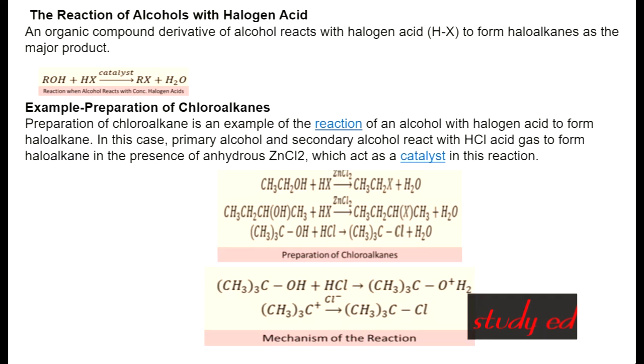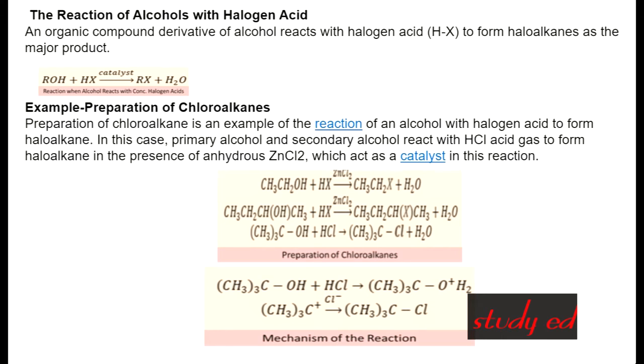The mechanism of this reaction is that, in the presence of halogen acid, the OH group of the alcohol gets protonated and gives rise to an intermediate carbocation. In the next step, the X minus of the halogen acid attaches to the carbocation, giving rise to the corresponding alkyl halide.